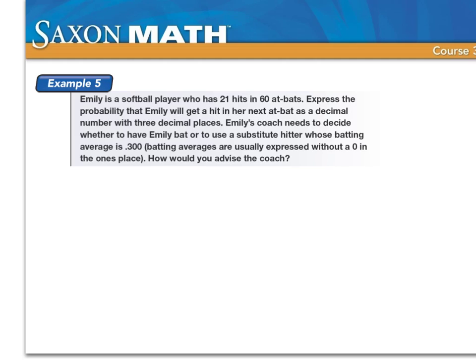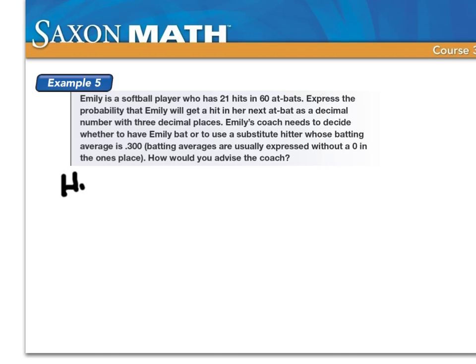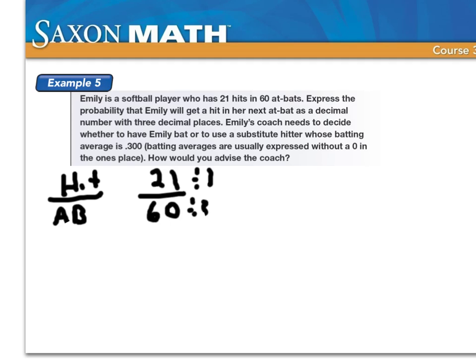Well, the first thing is we need to know the probability that Emily's going to get a hit. So the probability that she gets a hit over her total at-bats. Well, she has 21 hits in 60 at-bats. And if we were going to reduce that down, the 3 goes into 21 and into 60, so 21 divided by 3 and 60 divided by 3 gives us 7/20. So she's got a 7 out of 20 chance to get a hit.